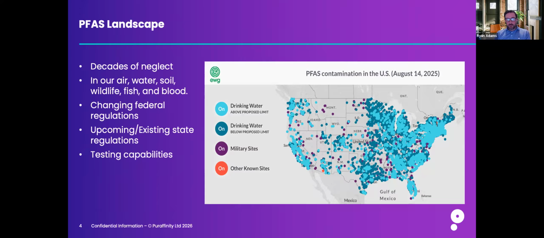So with that, we have changing federal regulations. We have the previous administration, Biden administration, set some really low limits that they wanted the country to get down to.